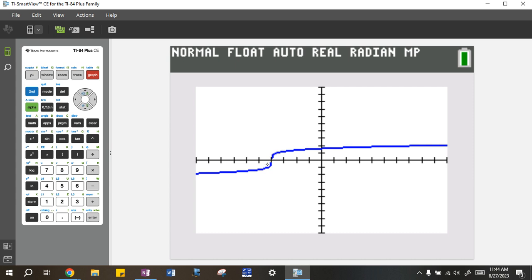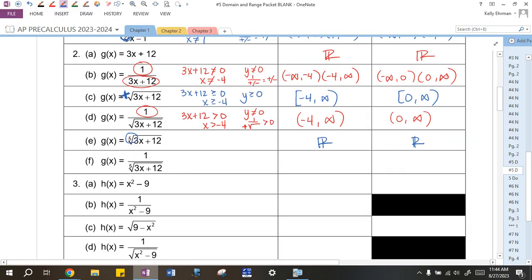This graph will gradually decrease and gradually increase. So its range is all real numbers. There's no horizontal asymptote there. All right, and then 1 over the 5th root. So again, 3x plus 12. It can be positive or negative, but it cannot equal 0 because it's in a denominator under an odd root. So x can't equal negative 4.